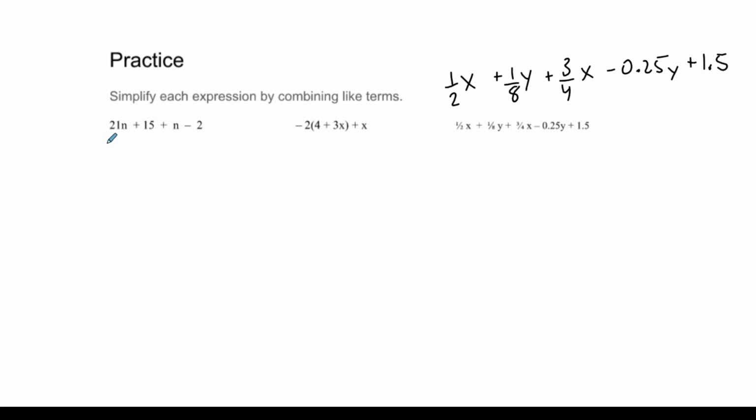Okay, let's see. So my like terms, some teachers will say circle them or put the same shape around them, so put boxes around the n's and circles around everything else. That gets a little bit crowded in my opinion. So I'm just going to underline or color code the different pieces. So here's my 21n plus 1n. So I have 22n. And then 15 minus 2 is 13, plus 13.